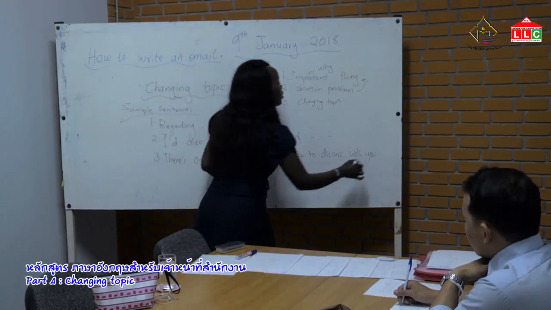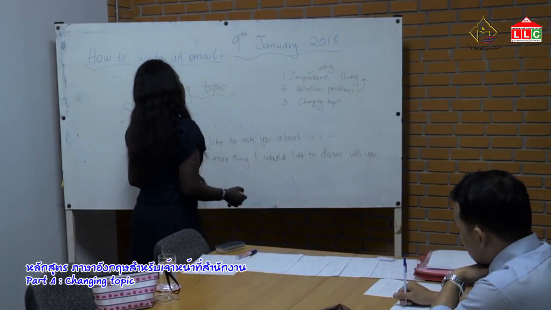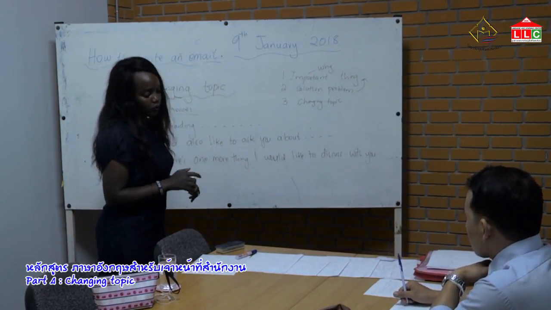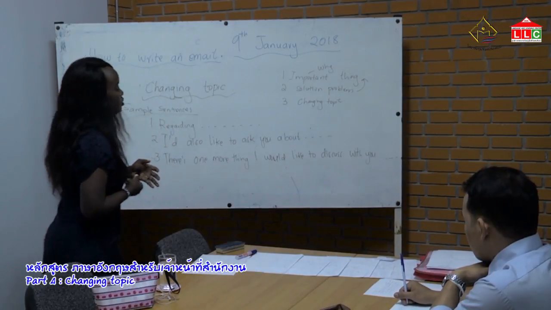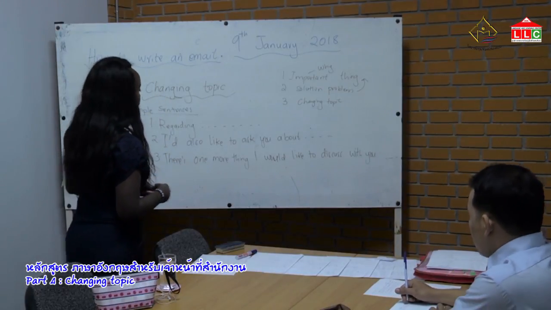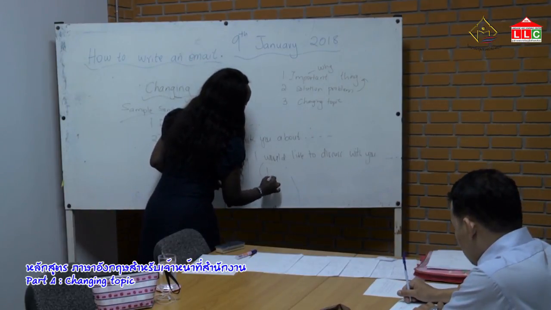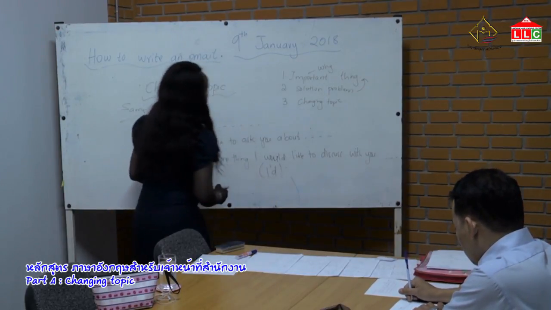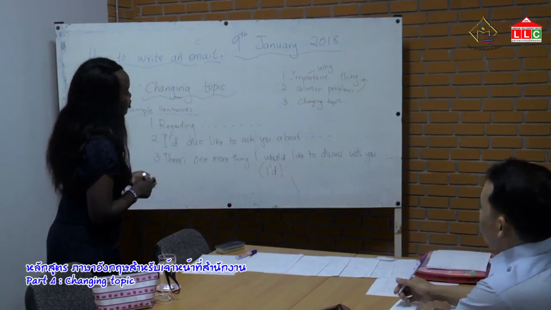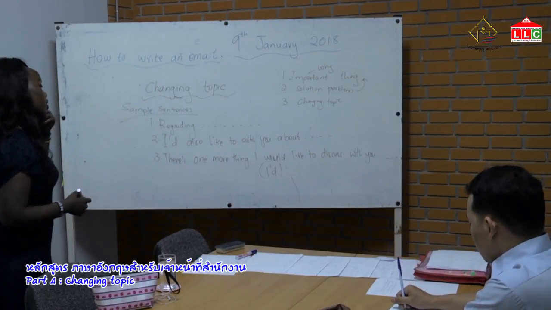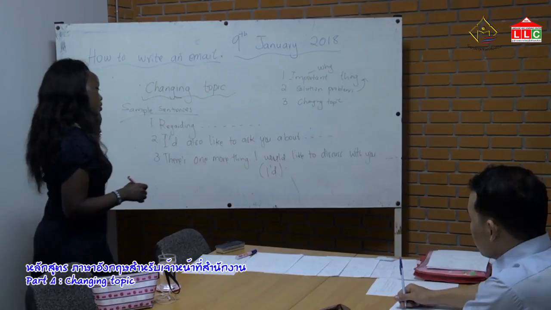And then you continue with what you want to say. There's one more thing I would like to discuss with you. Or you can say "I'd like". You can use this or this. I'd like to discuss with you. There's one more thing I would like to discuss with you.